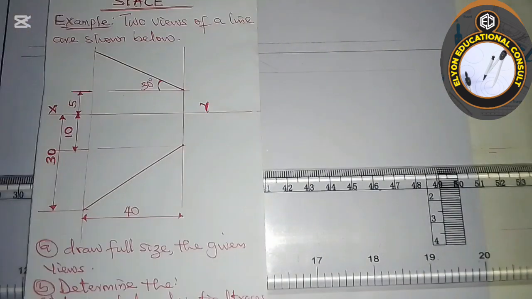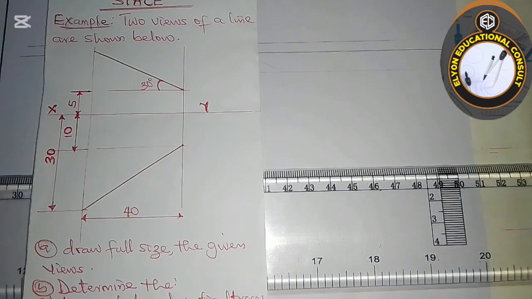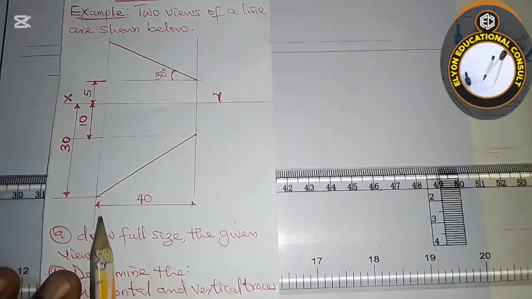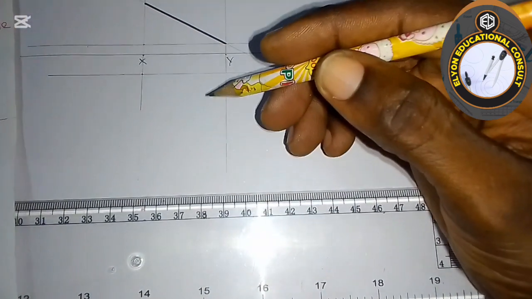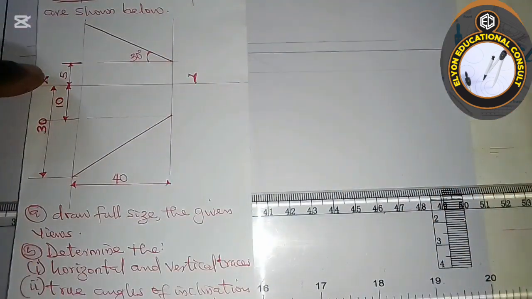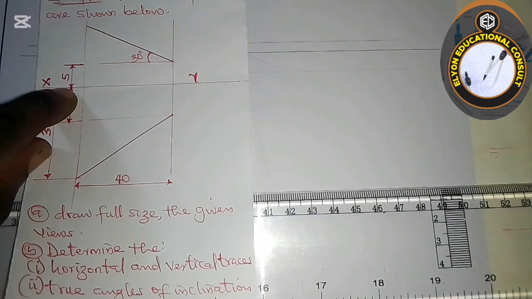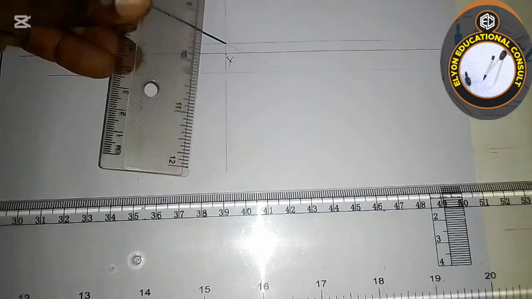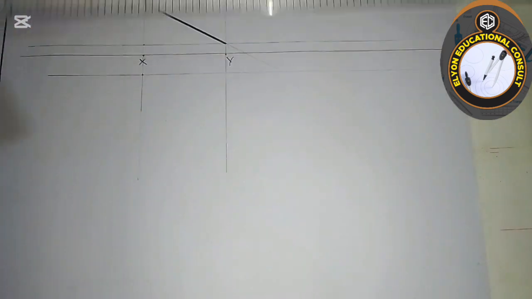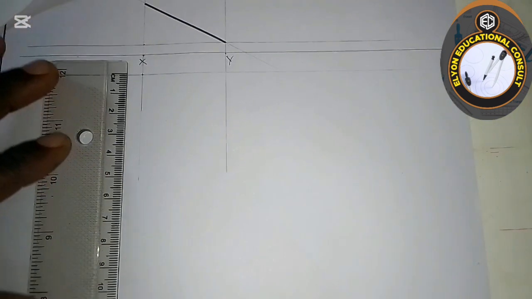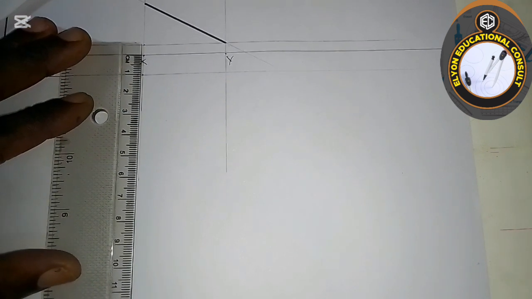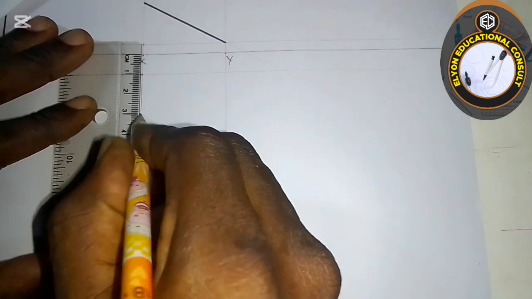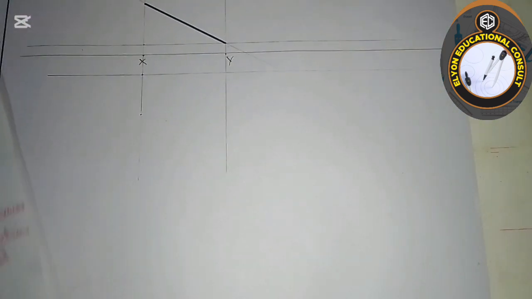So we have that. Okay, now let's look at the line in the horizontal plane. This 30, we measure this 30. So from this xy line, we take 30 down. So we take 30, do it this way. From the x line, let's take 30. So this is our 30. I hope you can see that is 30.